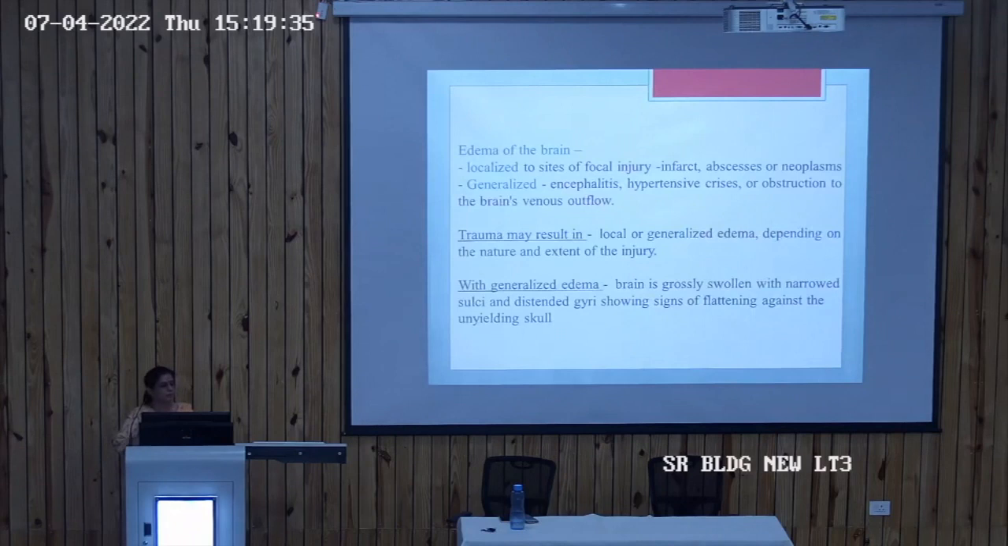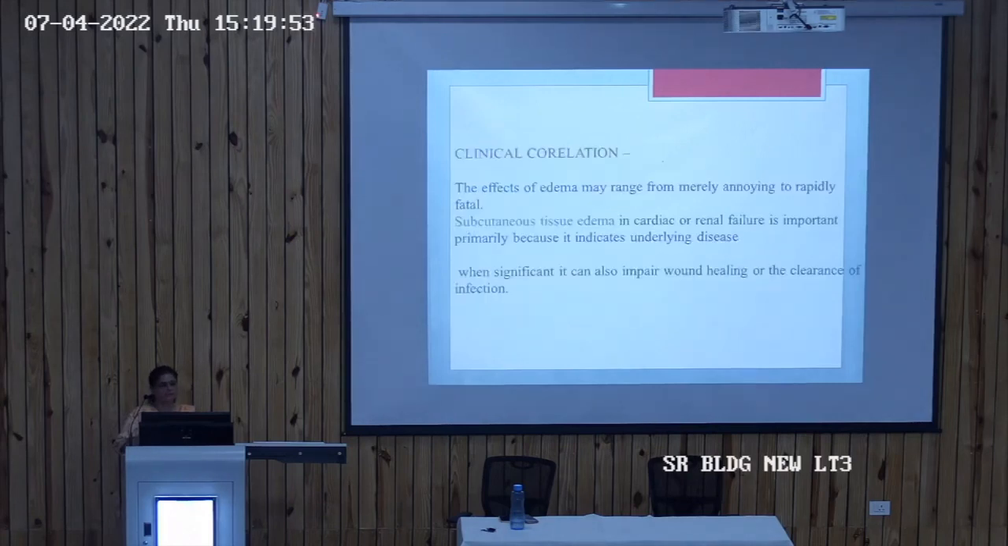Edema of the brain can be localized, it can also be generalized. It can occur because of trauma, local or generalized edema depending on the nature or the extent of injury. With generalized edema, the brain is grossly swollen with narrowed sulci and distended gyri, showing the signs of flattening against the unyielding skull. Clinical correlation: the effects of edema may range from merely annoying to rapidly fatal. Subcutaneous tissue edema in cardiac or renal failure is important because it indicates the underlying disease. So edema itself is not a disease, it is sort of a symptom. It is giving you a clue to the underlying disease.